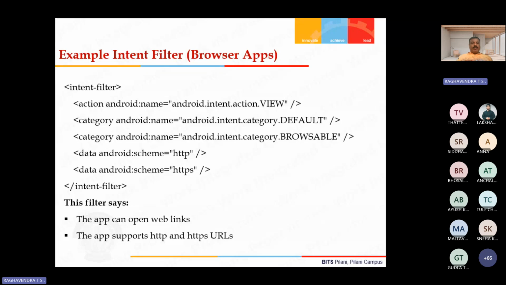So the android:name, this is how the XML tag is specified. The name is android.intent.action.VIEW. It could have category default, and it could be browsable. The scheme is HTTP or it could be HTTPS. These filters say the application can open web links. The application supports HTTP and HTTPS URLs.